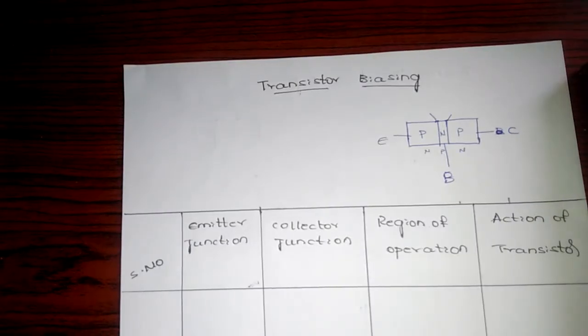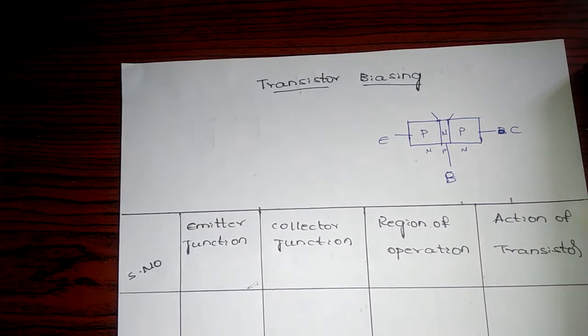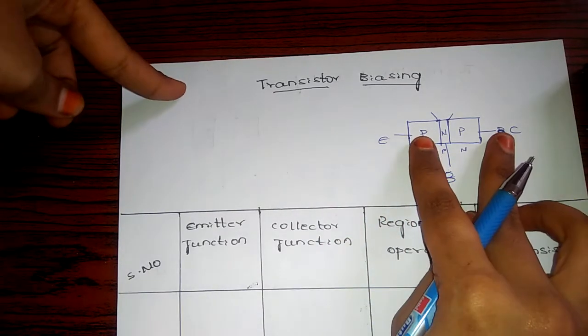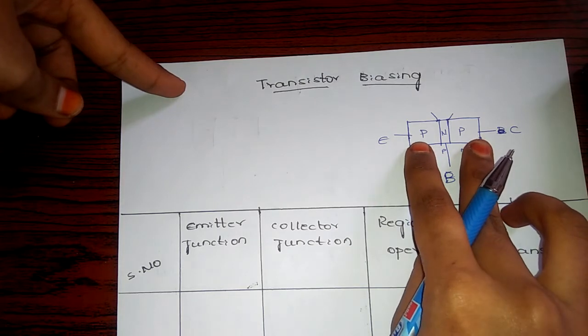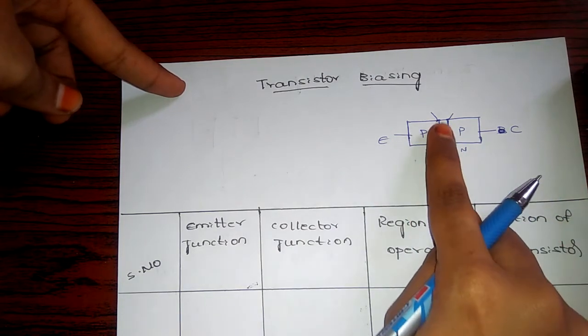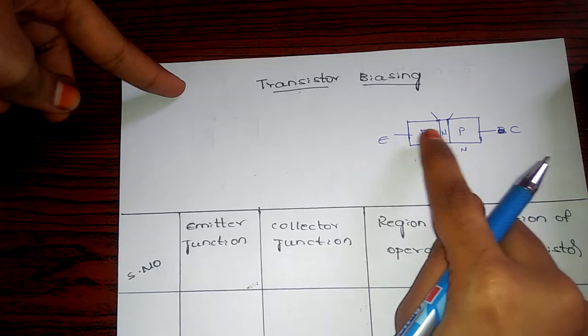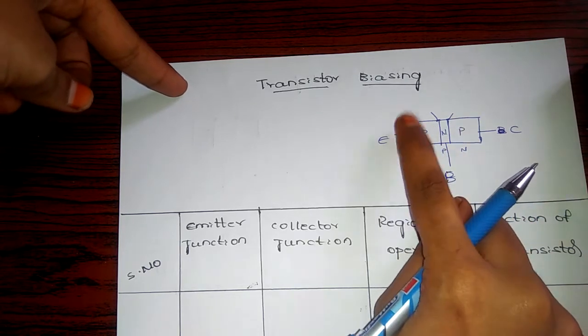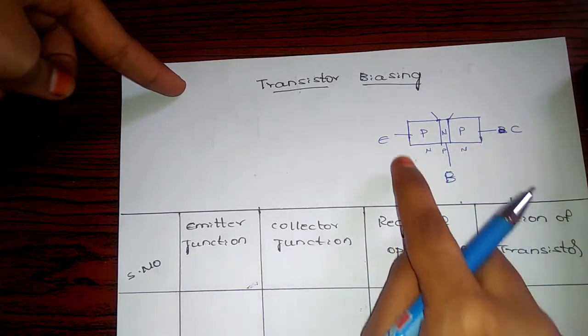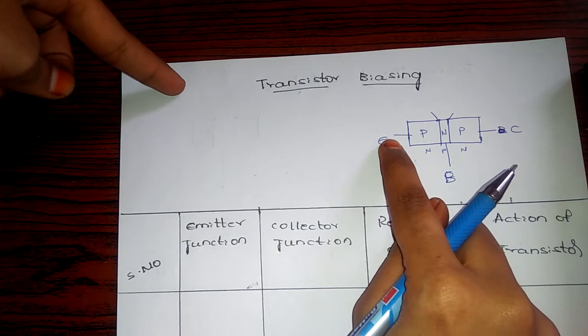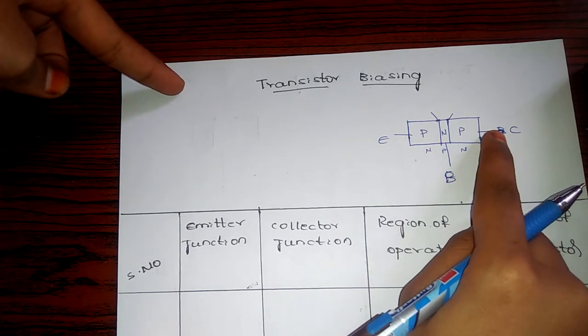Today in this video, let's know about transistor biasing. So what is the transistor? A transistor is nothing but a three-region semiconductor device having two regions of the same semiconductor material, and the middle one, the base region, is of a different material than the other two. So it has three terminals: emitter, base and collector.